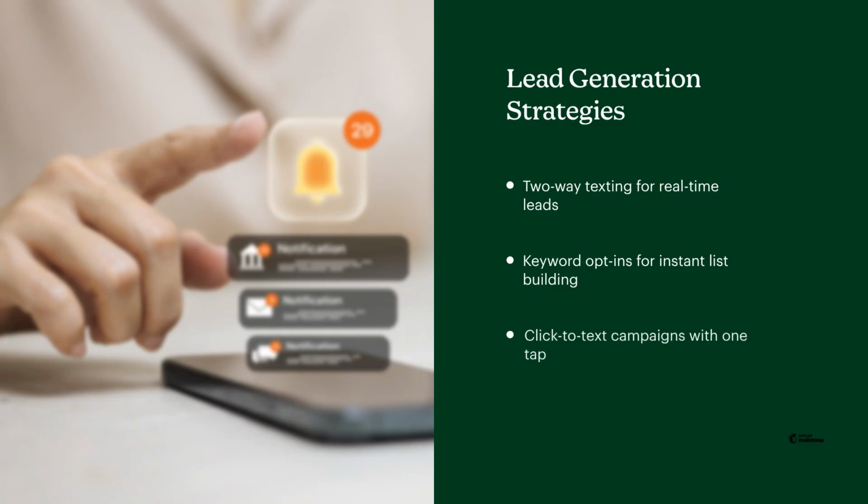3. Click-to-text campaigns. A pre-filled message opens with one tap. 4. Exclusive content offers. Give people a reason to opt in right now. 5. Automated follow-ups. Timely messages that keep leads moving without manual effort.